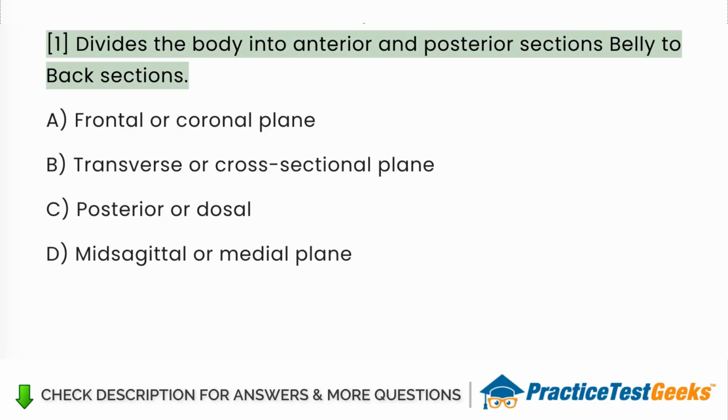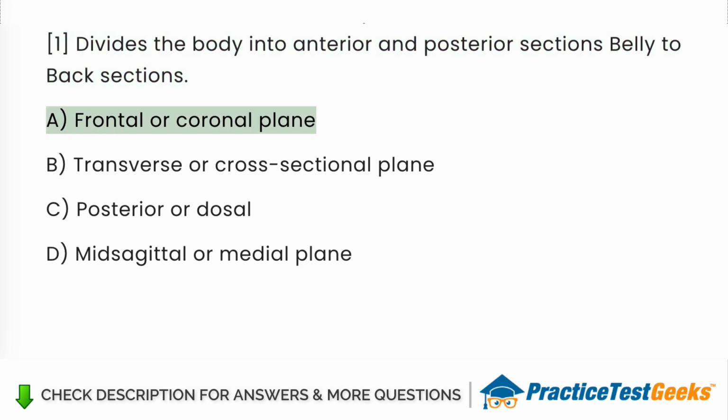Divides the body into anterior and posterior sections, belly to back sections. A. Frontal or coronal plane. B. Transverse or cross-sectional plane. C. Posterior or dorsal. D. Mid-sagittal or medial plane.